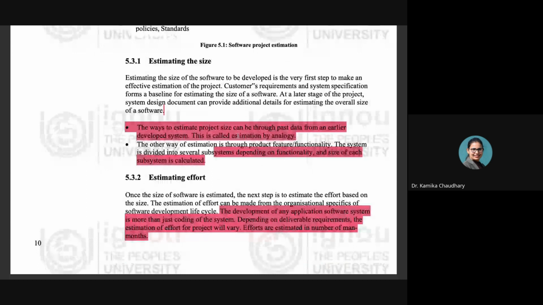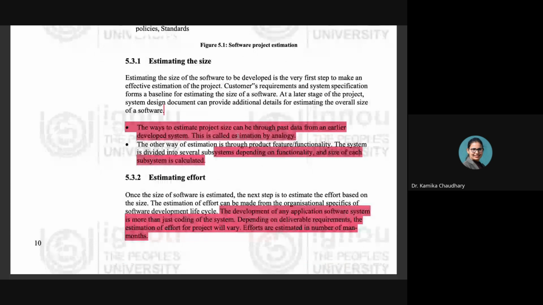If a similar kind of project has been developed by the company in the past, then the company is going to take that past project as the reference and then make the estimate of the size of the project, right? So whatever work has been done by the organization in its past is going to help the organization in order to estimate its size. Then another way of estimation is through the product feature or the functionality.